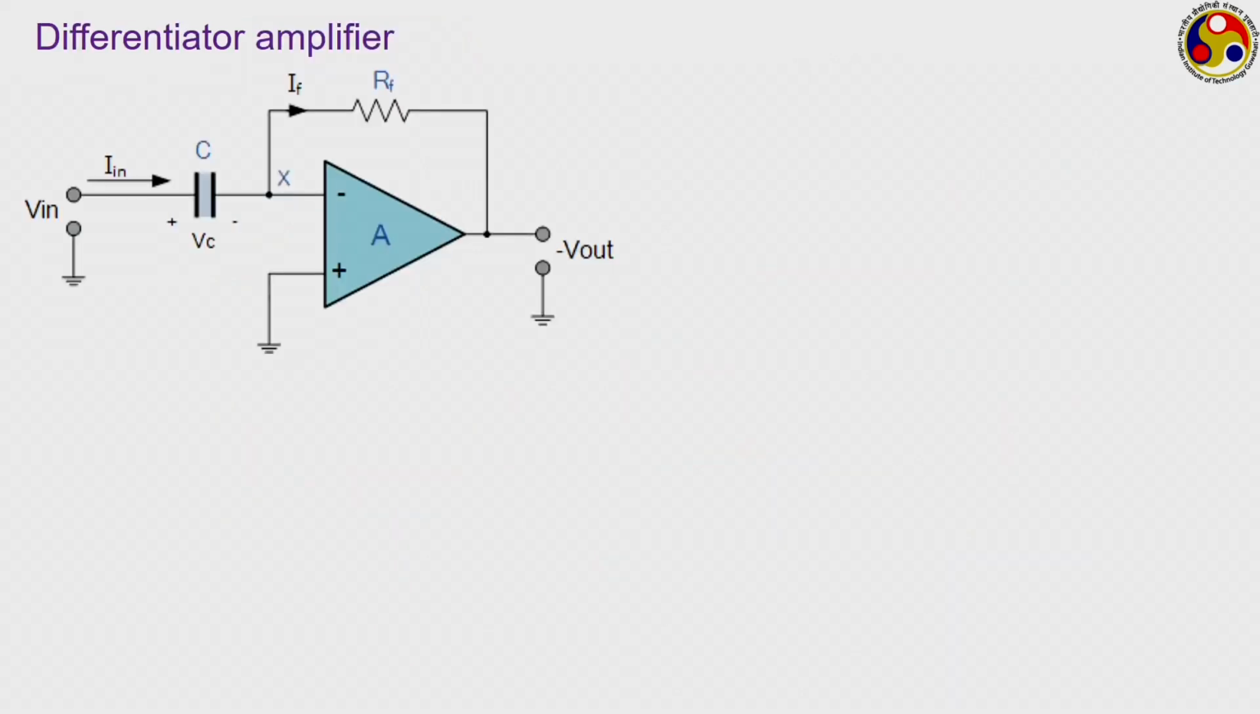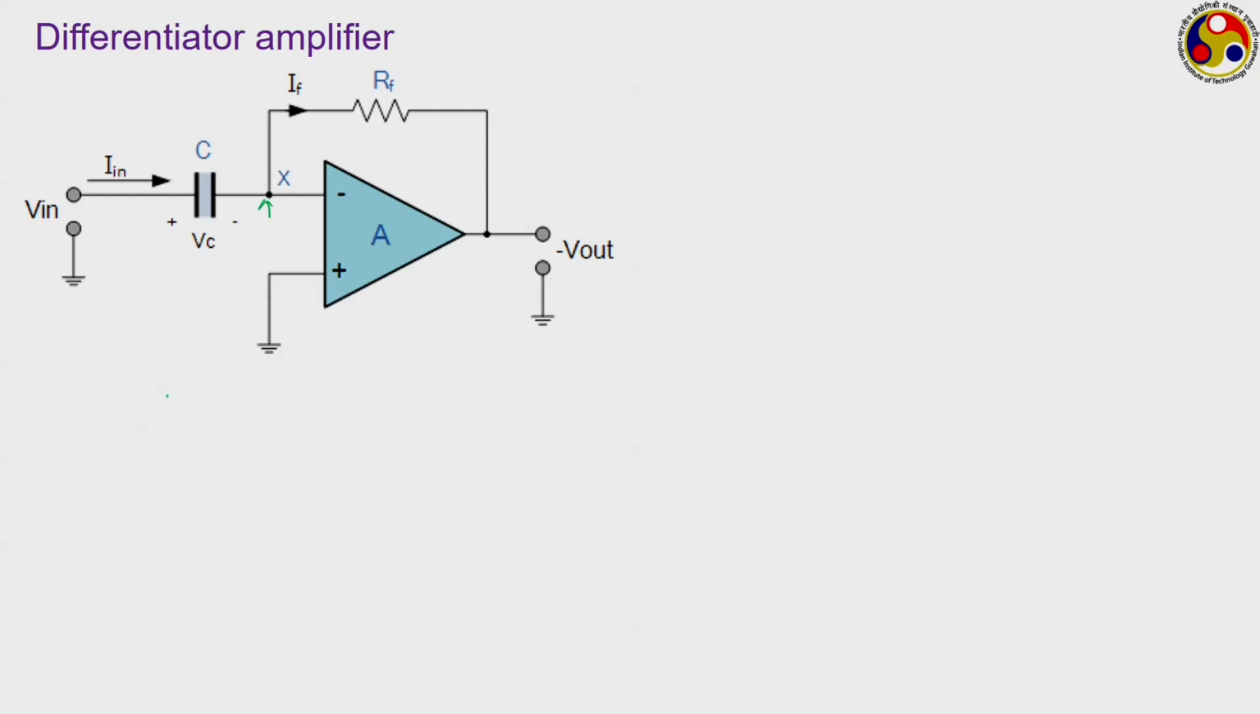This is a differentiating circuit. Just look at how the circuit is operating. Here we have a capacitor in the input line and a resistor parallel to this amplifier. So if they are operated properly, the current I in and IF will be equal to each other, so that the voltage at this particular point X is equal to 0.